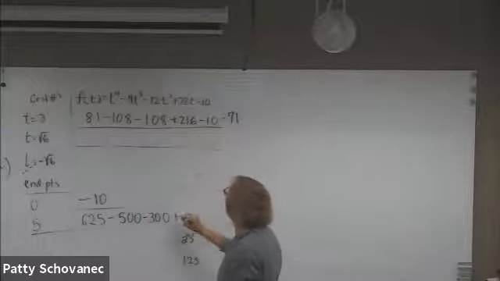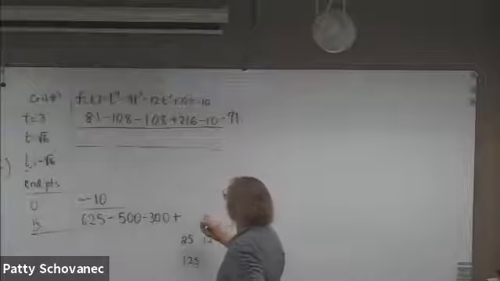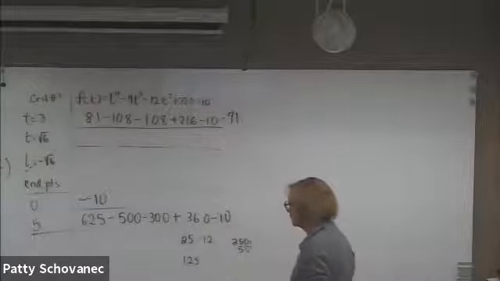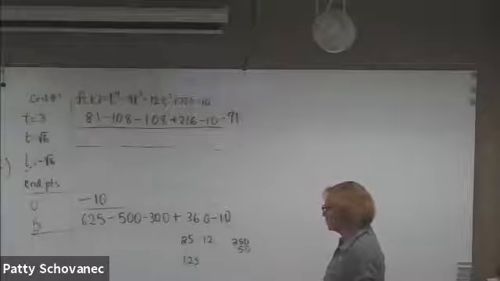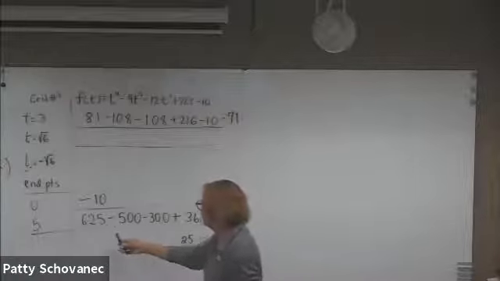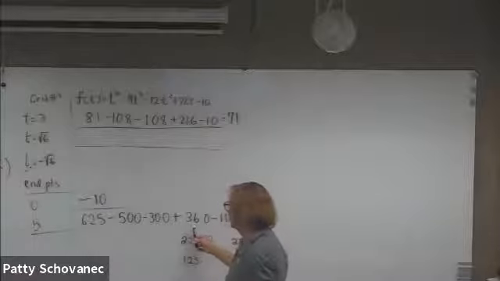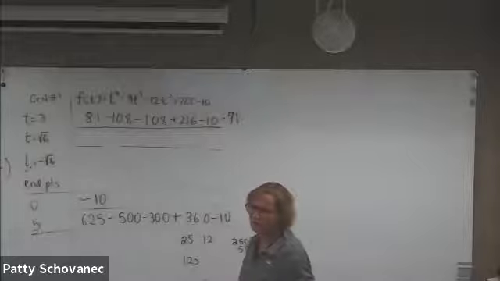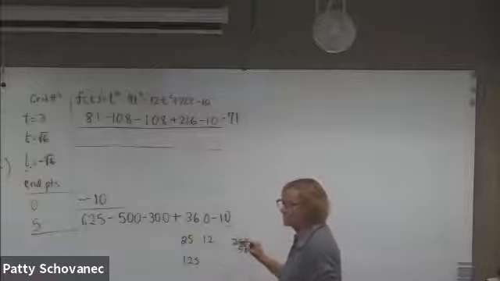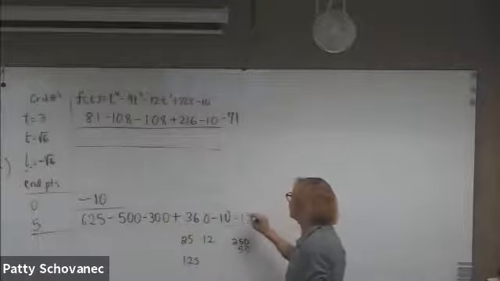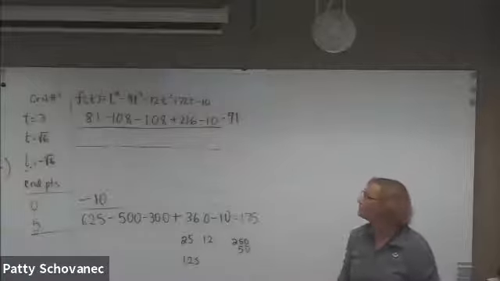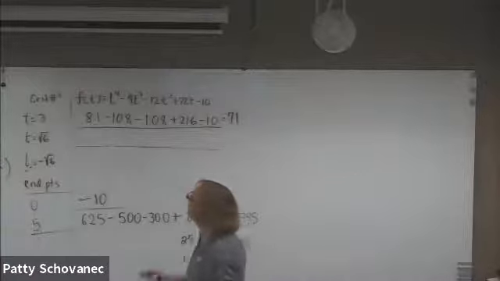72 times 5 is 360 minus 10. So I have 6,985 minus 800 is 185, minus 10 is 175. Somewhere in the neighborhood. All right, here comes the yucky one.